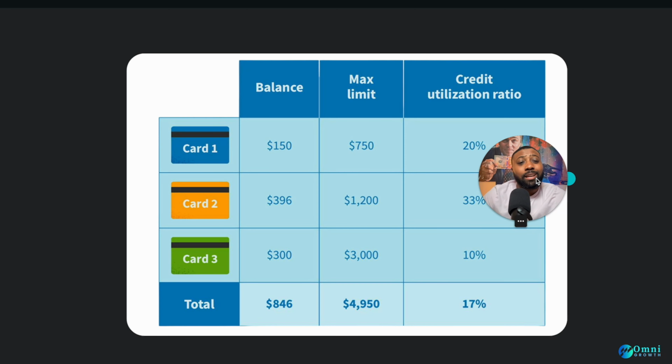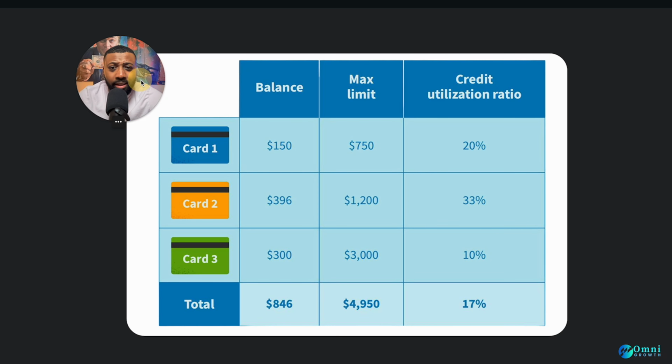Now, a lot of times people ask me, okay, well, I got a utilization problem. My utilization is 40% or 70%. And they're confused. They think, oh, I need to pay down just this one card, or all of my cards need to be under 10% or 15%. Let me break it down for you right now.